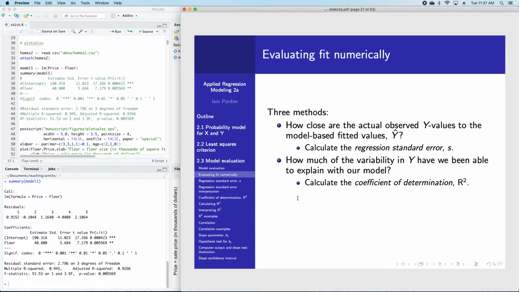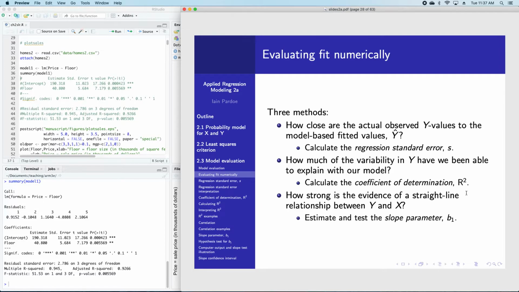The second method that we're going to talk about in the next video, we'll talk about the regression standard error S in this video, and then in the next 2 videos we'll talk about the other 2 methods. But just briefly, the second method instead asks about the variability in y and how much of that can we explain with our model. And that will lead us to calculate something called the coefficient of determination, which is more typically referred to as R squared. And then the third method that we'll tackle in another video is asking how strong is the evidence of a straight line relationship between y and x. And that will lead us to consider the slope parameter b1 and think about estimating that and testing it.